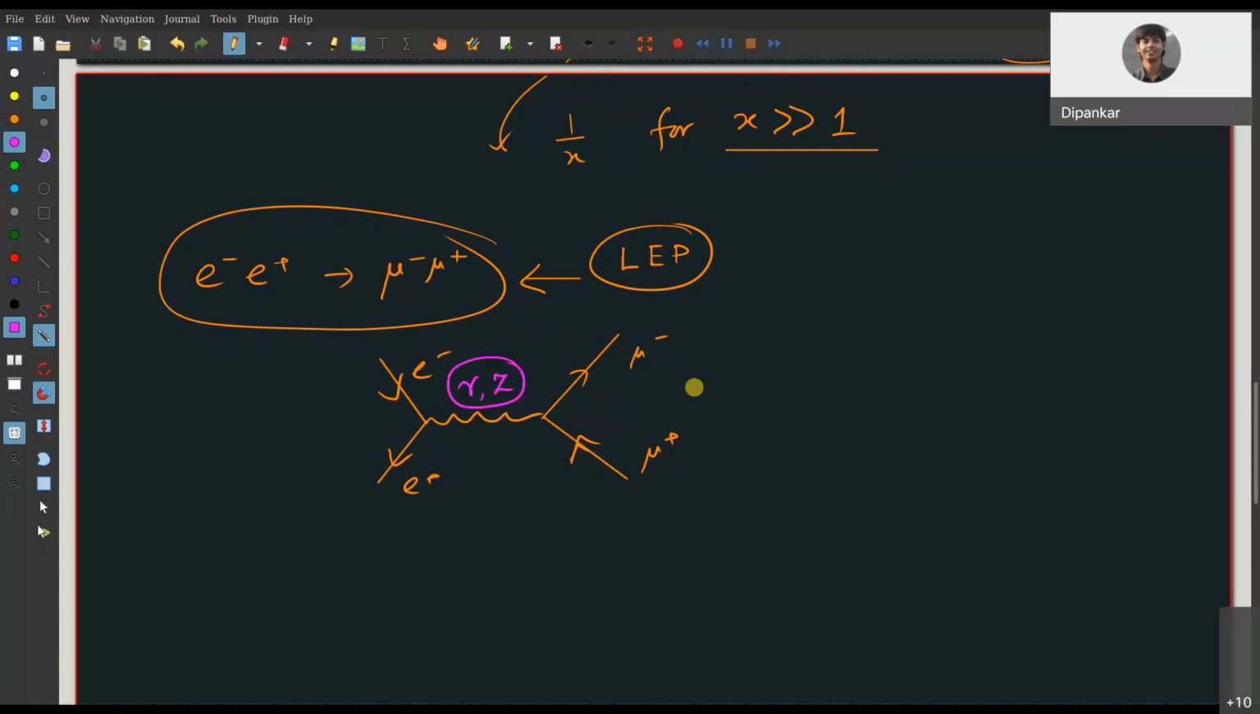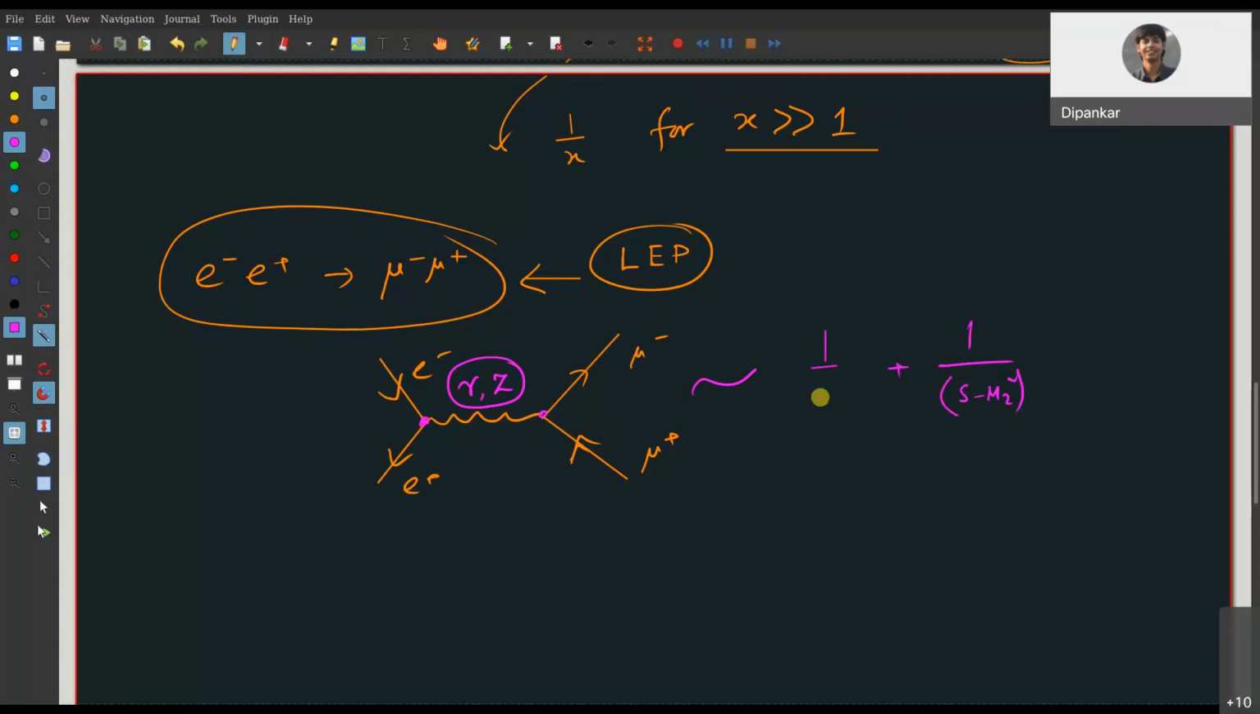Now, when you calculate the Feynman amplitudes of this, this is an S-channel process, and in the denominator of this propagator you have a Q square. For a gamma, you have just 1 over Q square, where Q is the momentum transfer, and plus there is another term which falls off as S minus mz square. This S is the Mandelstam variable.